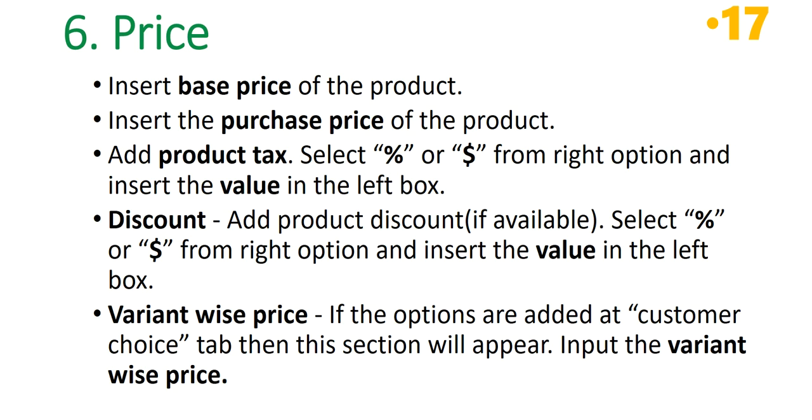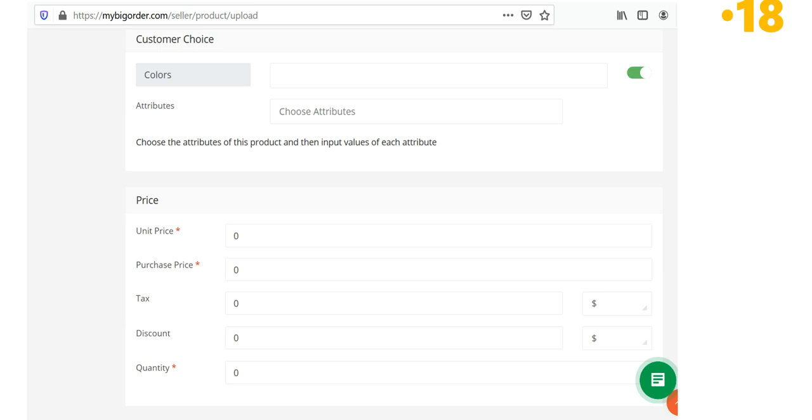And then you insert the price. The price has a number of functions. First is the base price, which is the price that the user will buy the product at. Then the purchase price, you don't need to enter that, but it's just for your inventory control on the backend. The product tax, in case the product has a tax value, will be added to the base price. The discount, you can always give a discount based on a percentage or a discount based on a given number. The variant-wise prices are the options that are added at the customer choice tab. When this section appears, input the variant price, and again I'm going to show us that as well.